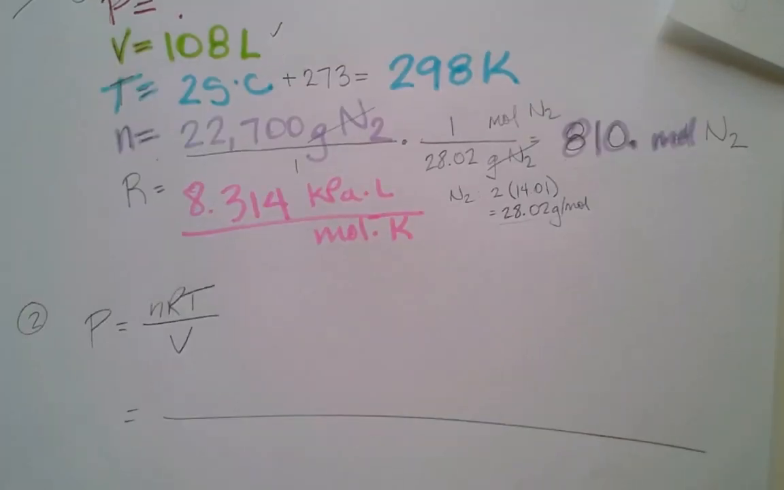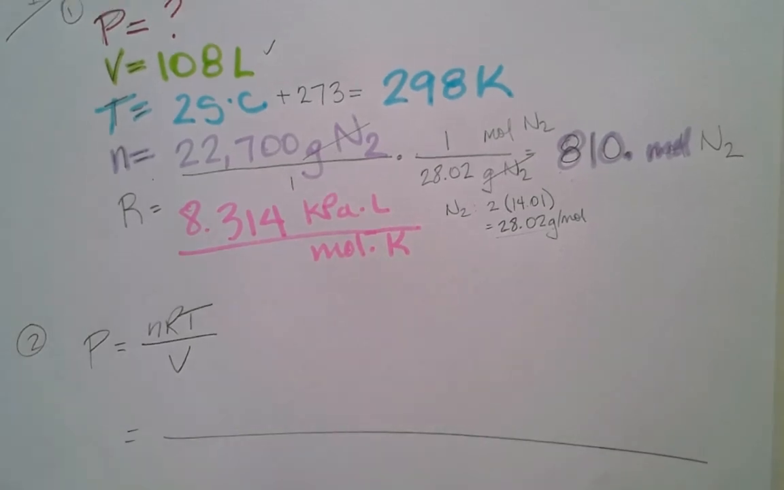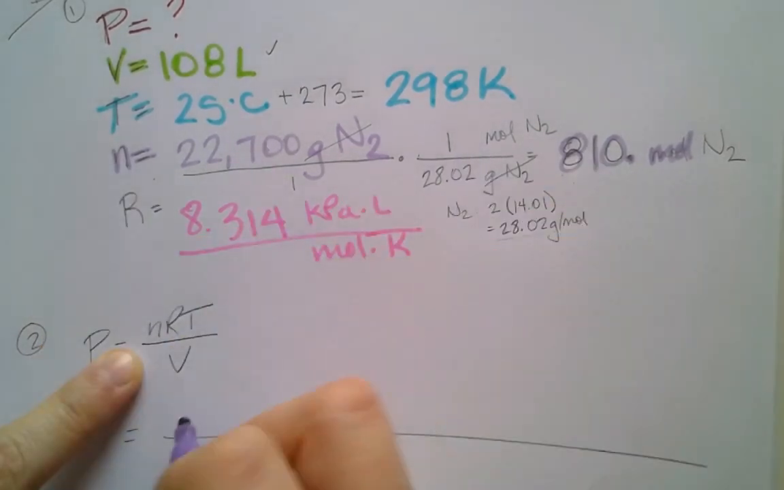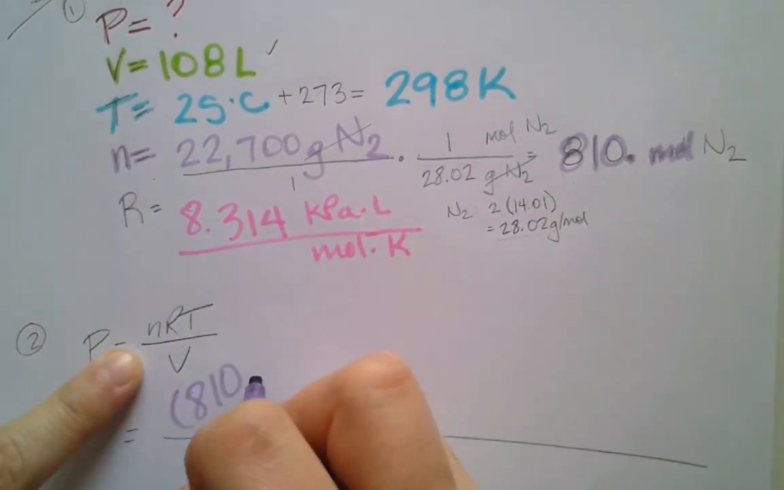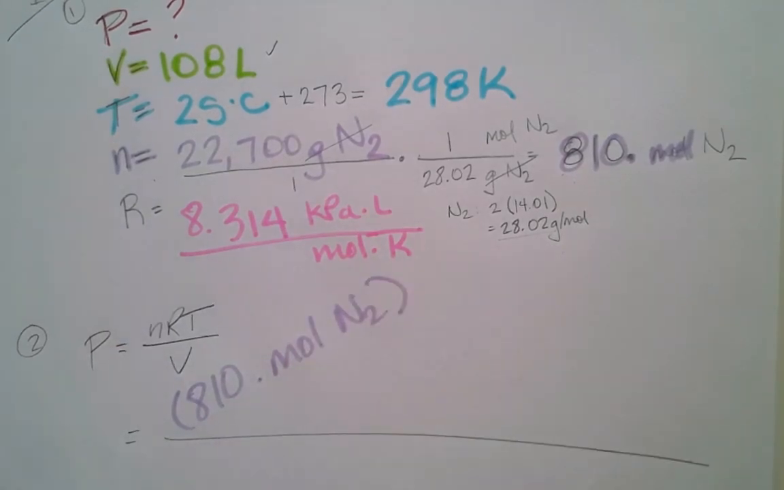Here's the step where you get to feel real cool because you're going to write like a million numbers and you're going to be 100% confident and 100% right, and it's going to take you like no time at all. And you're going to do this because your setup is already perfect. Off we go. You want on top, you want nRT. There's your N, 810 moles of N2. Here's your R.